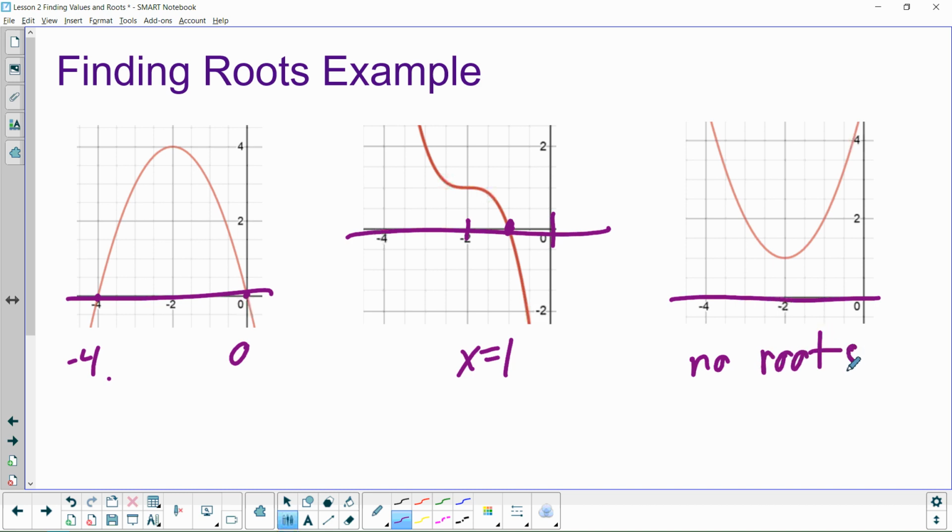All right. So there's how we find values off of graphs and how we find roots visually by looking at the graph. Hopefully that's pretty straightforward for you. Let me know if you need any help.